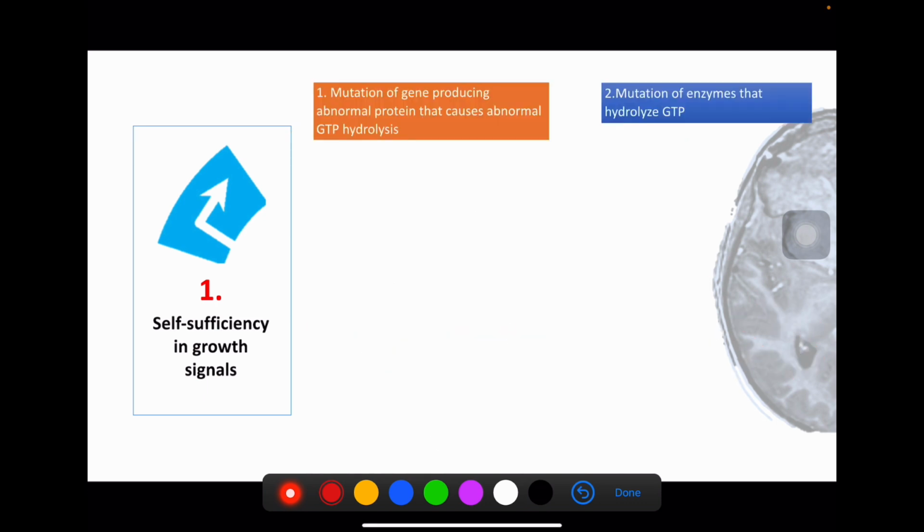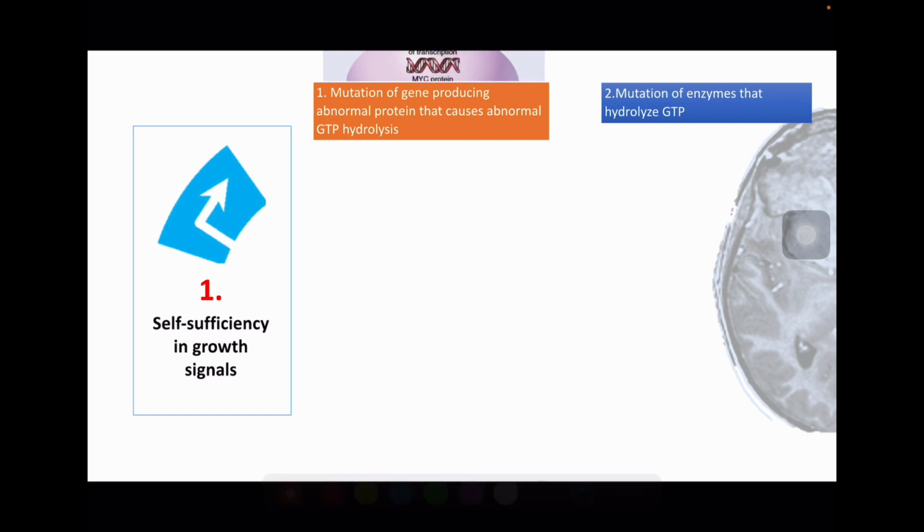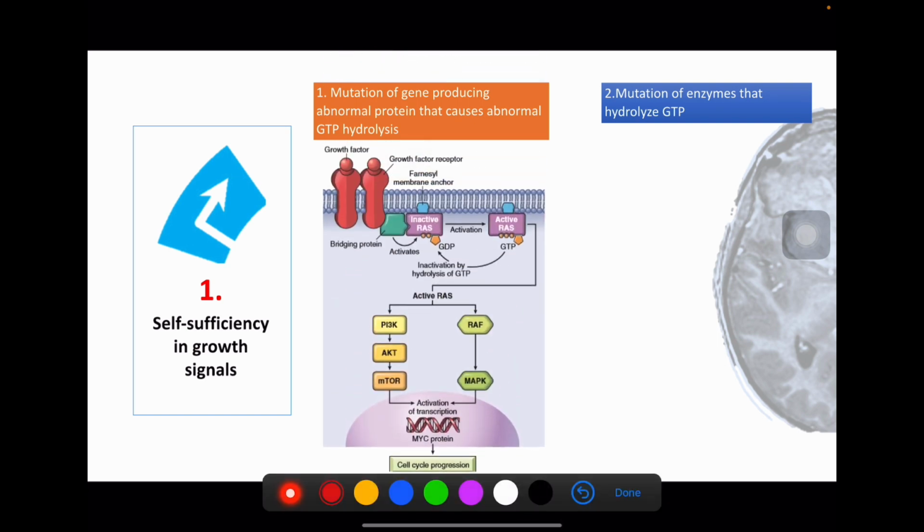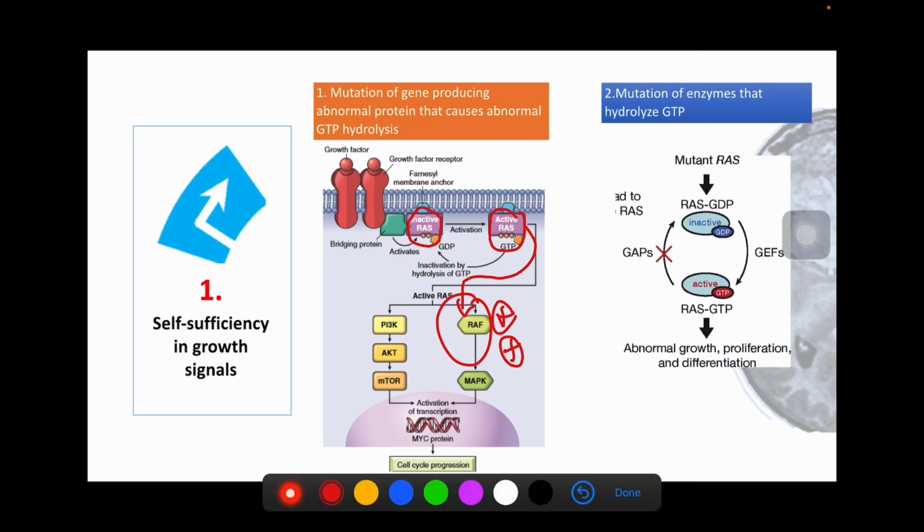Now, what happens in mutation of gene producing abnormal protein? Okay, in normal tyrosine kinase activation, okay, there is an inactivated RAS become activated RAS, and then this will then produce proliferation. Okay, it will proliferate. Alright, but this is actually short-lived. Okay, because there is actually a hydrolysis enzyme that causes the activated RAS to become inactivated, so it will stop the production.